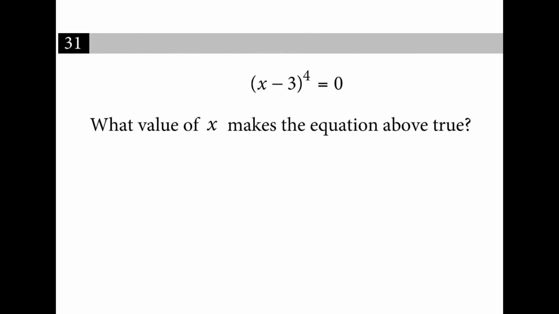If I take the fourth root of both sides, I get that x minus 3 is equal to 0. Or I could just, from the get-go, notice that the only thing to plug in to make this 0 is a 3.